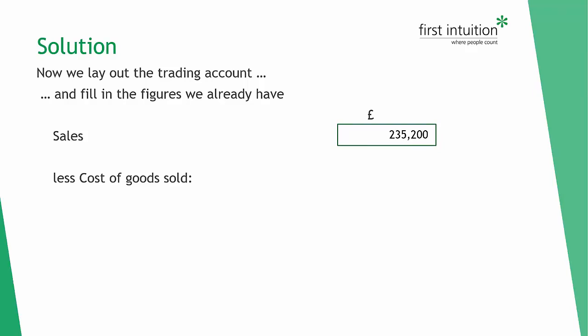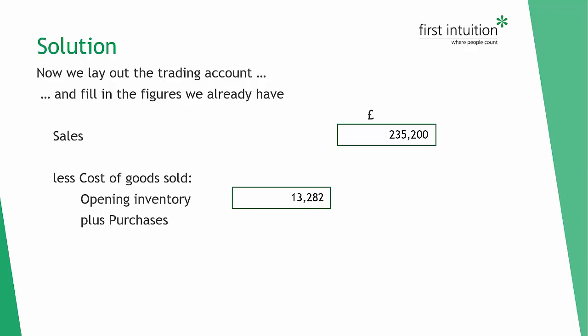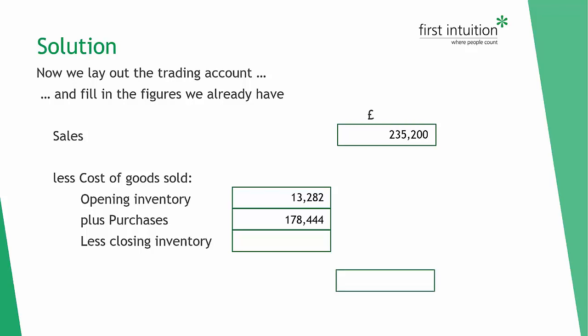Then cost of goods sold, which is of course opening inventory, which is 13,282, plus purchases, which is 178,444, less closing inventory, which is an empty box. That's the figure that we don't know. What we do know is that that lot together comes to £176,400. And just in the interest of completeness, which leaves us with gross profit of 58,800.